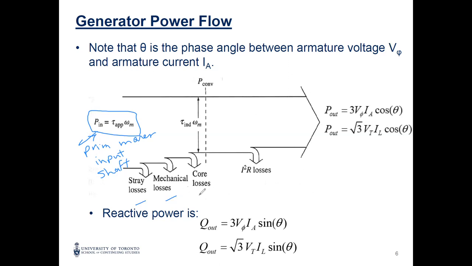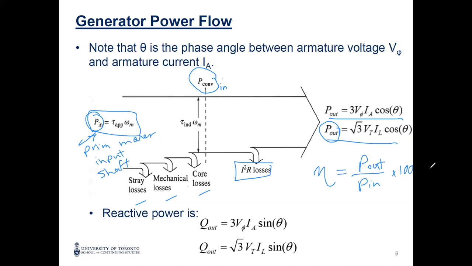Then we have losses. The power converted from mechanical to electrical, sometimes they call it the induced power. Then you have some electrical losses, and at the end is the output power. Efficiency, eta, equals the output over the input, P out over P in, times 100 if you want it in percentage. As we said, in transformers it's almost 97 or 98 percent, very high. In rotating machines, they are between 80 and 90 or 95 percent. Definitely, it's less than 100.